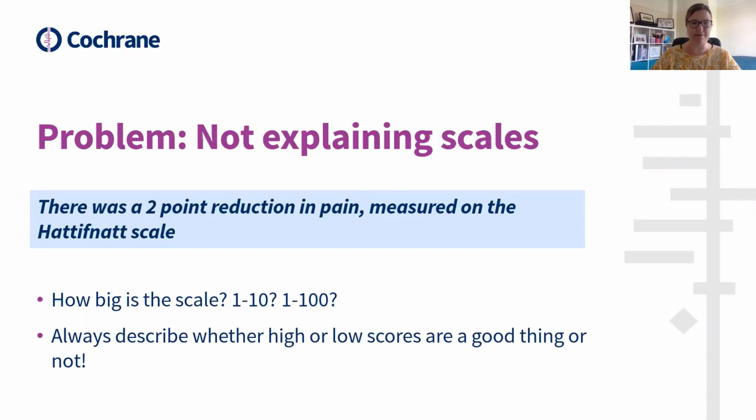A third problem that we see very frequently is people not explaining the scales that are used for a result. So again, here's a very common sentence we'll see: there was a 2-point reduction in pain measured on the Hatifnit scale. But we don't know how to interpret this without more information about this scale. I have no idea what this scale is. I've never heard of it. Is it a scale that goes from 1 point to 10 points, in which case, yes, a 2-point reduction is quite a big thing? Or is it going from 1 to 100 points, in which case a 2-point reduction really doesn't seem to be that big of a difference? Also, we don't know whether a high score or a low score is a good thing or not. There's a lot we don't know, and therefore a sentence like this doesn't actually tell us anything informative.